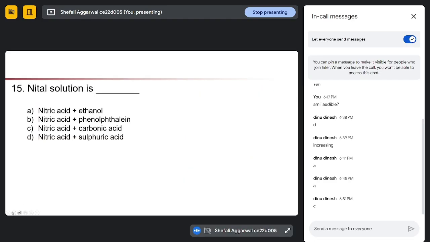So the next question is related to the same thing. What exactly is nital solution? It is nitric acid plus ethanol, nitric acid plus phenolphthalein, nitric acid plus carbonic acid, or nitric acid plus sulfuric acid. Any idea?